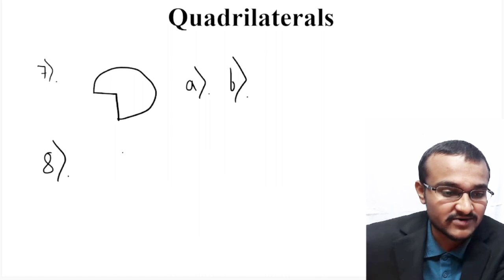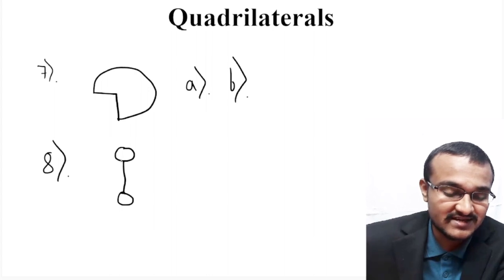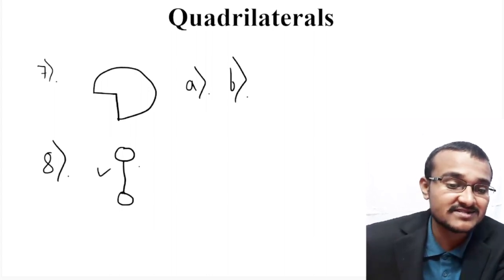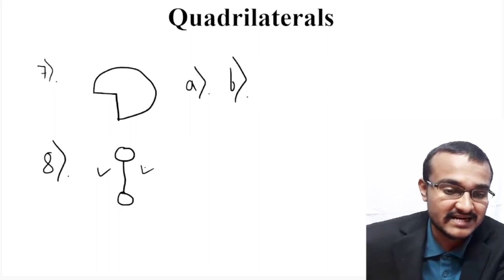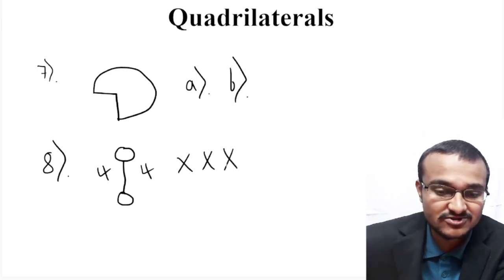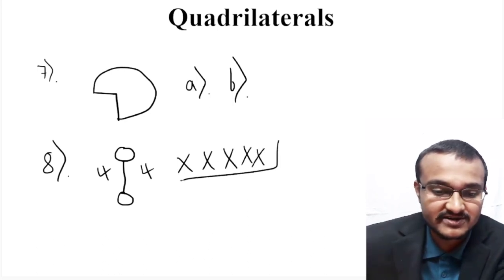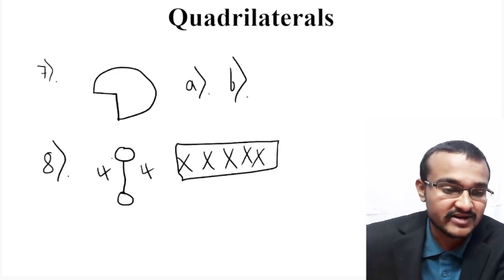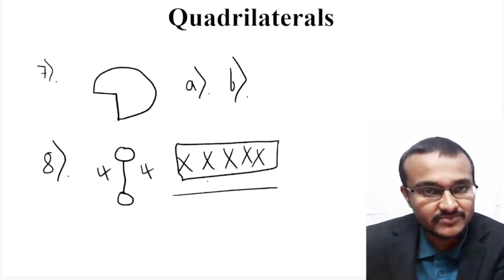Coming to the eighth one, you have multiple figures, like you have two circles and one line segment. So you cannot consider this as a closed curve, and you cannot consider this as a simple curve as well. That's why none of the options will apply for this. So it is not a simple curve, it is not a simple closed curve, it is not a polygon, it is not a convex or concave polygon. So for the eighth also, none of the options will apply.